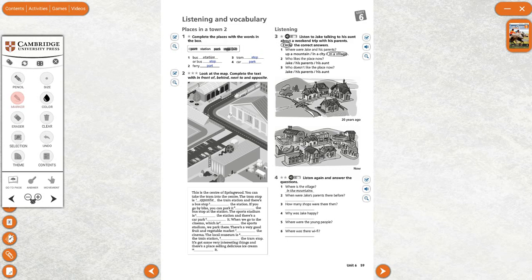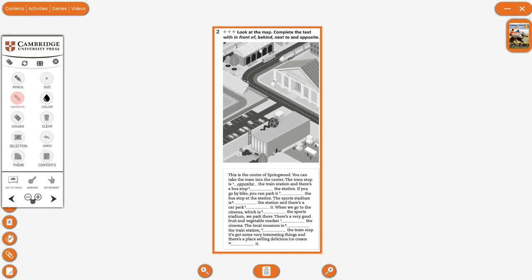I'll pass to exercise 2, please. Look at exercise 2. Look at the map. Complete the text with in front of, behind, next to, and opposite.